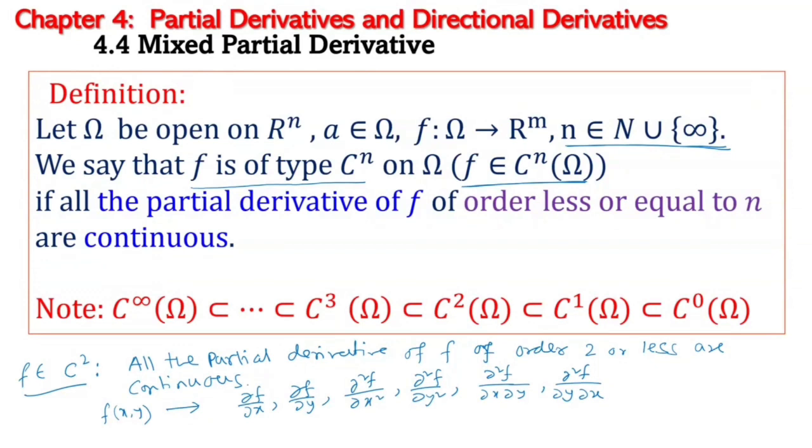So therefore, with this classification, C⁰ means the function should be continuous. C¹, the first order partial derivatives are continuous. C², all the second order partial derivatives are continuous, and so on. So C infinity means all kinds of partial derivatives should be continuous. Therefore, this is the smallest set, because as the conditions increase, the set gets smaller. So C⁰ is where the function is only continuous, and C infinity is where partial derivatives of any order should be continuous. So this is the smallest set.